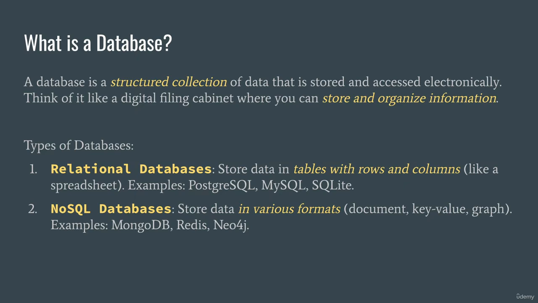There are mainly two types of databases. Relational databases are databases that store data in tables with rows and columns, much like a spreadsheet. Some popular examples are PostgreSQL, MySQL, and SQLite. NoSQL databases, on the other hand, handle data in various formats such as documents, key values, or graphs. MongoDB, Redis, and Neo4j are well-known NoSQL databases.